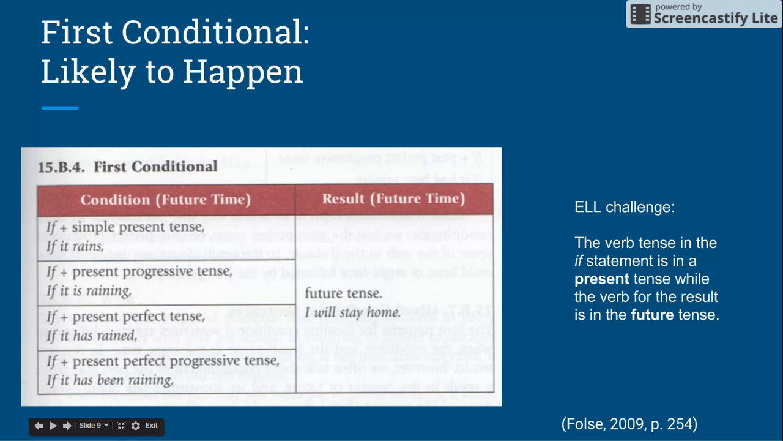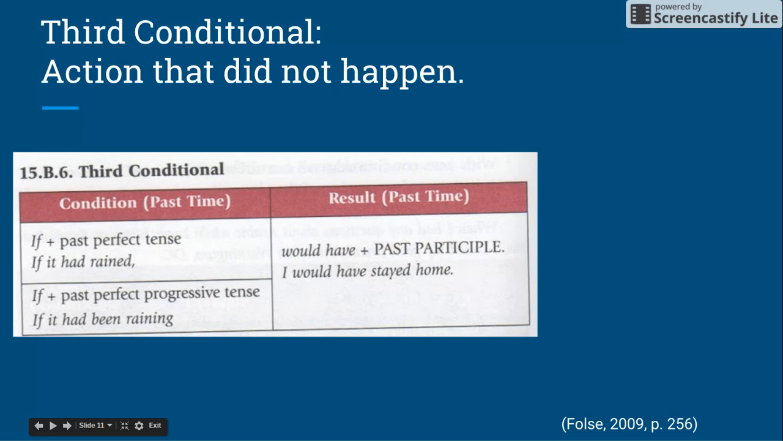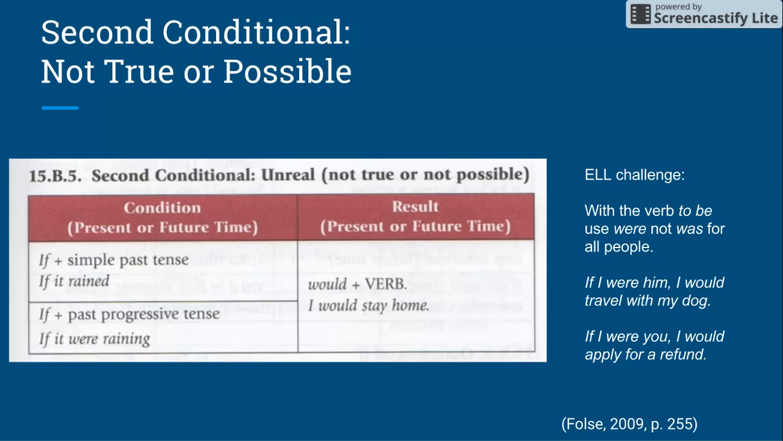The second conditional is one that's not true or possible. This one begins with the past tense, either the simple past or the past progressive, and then includes the word would and the verb. One of the challenges related to the second conditional is that when the verb to be is used, were is always used, not was. That's for all people. For example, if I were him, I would travel with my dog. If I were you, I would apply for a refund.